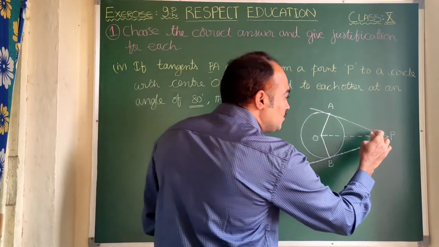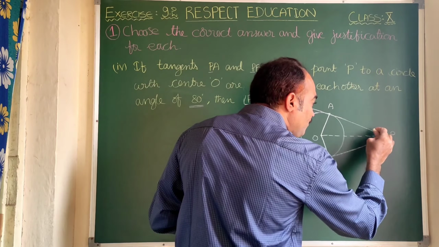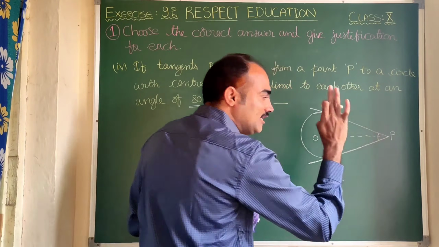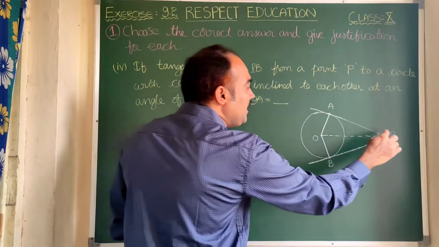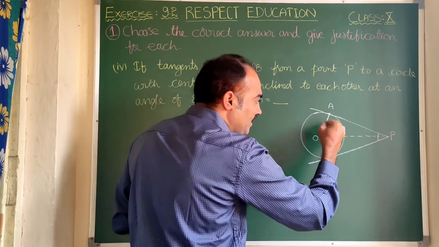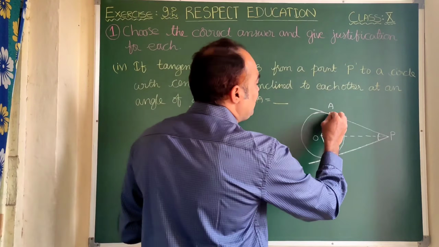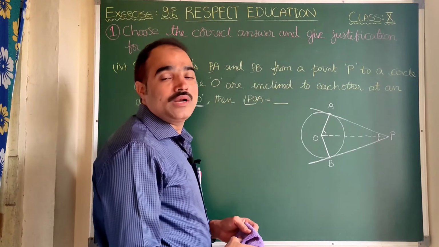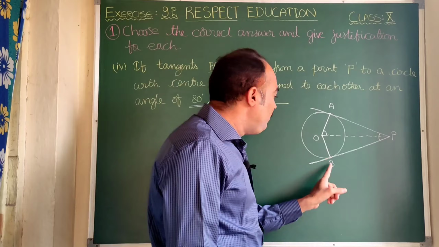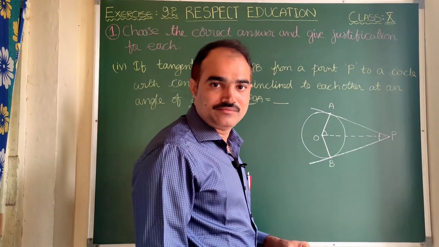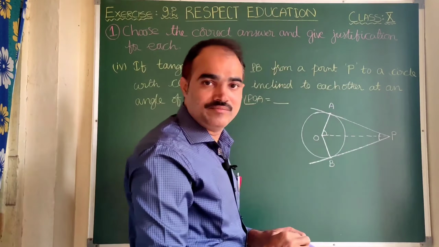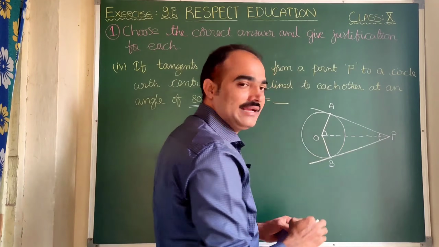Clear? Before writing that 80, I am maintaining some gap. Let it be like that, and we need angle POA. That means we are in need of this angle. Clear? So here you observe there are two triangles. OAP is one triangle. OBP is another triangle. These two are right angled triangles.